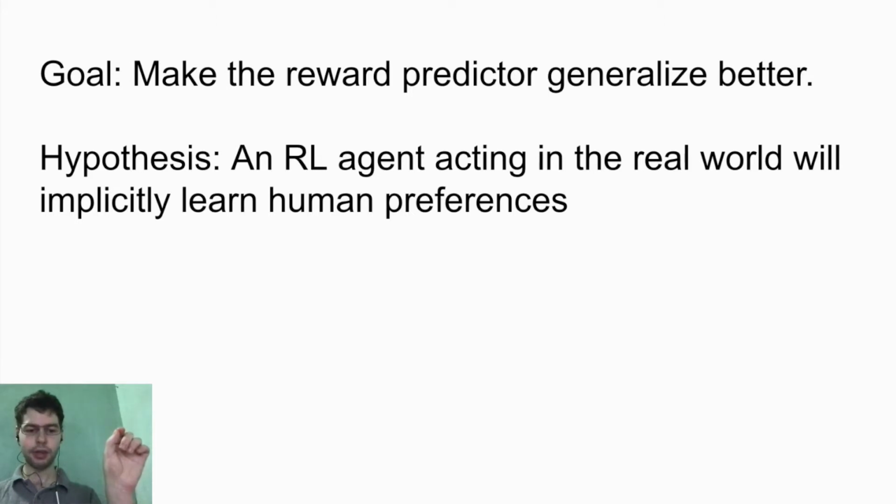So to help with this, I think that a reinforcement learning agent acting in the real world will have to implicitly learn human preferences in order to do well. I think that because humans make up a big part of the world, in order for the agent to fulfill its reward, it will probably have to interact with a lot of humans. So I think that the agent will implicitly learn a model of human preferences in order to fulfill its reward well and interact with people more effectively.